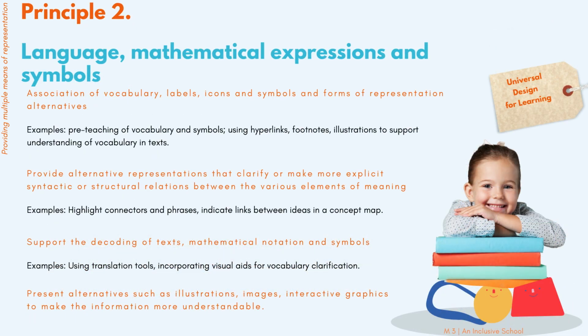Regarding language, mathematical expressions, and symbols, associate vocabulary with labels, icons, and symbols and forms of representation alternatives. Provide alternative representations that clarify or make more explicit syntactic or structural relations between the various elements of meaning. Examples: highlight connectors and phrases, indicate links between ideas in a concept map. Support the decoding of texts, mathematical notation, and symbols. Examples: using translation tools, incorporating visual aids for vocabulary clarification. Present alternatives such as illustrations, images, interactive graphics to make the information more understandable.